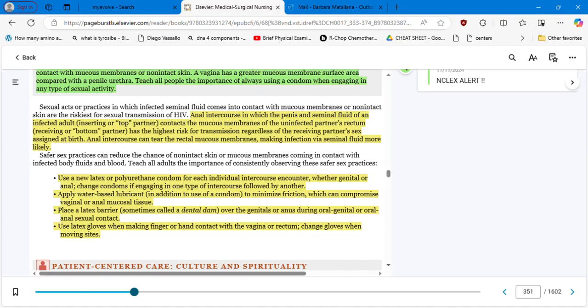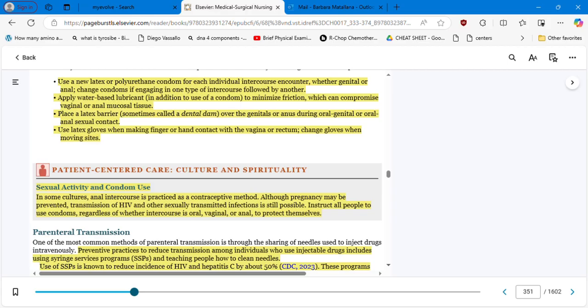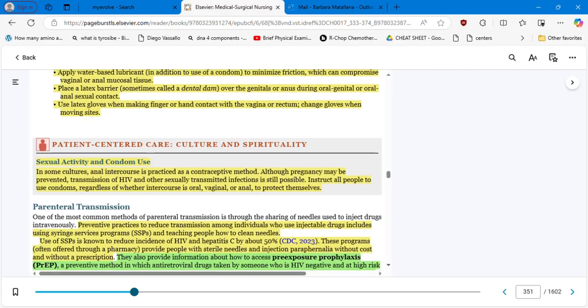So you have to use a new latex condom for each individual encounter, especially if it's genital or anal. Change condoms if engaging in one type of intercourse followed by another, and apply water-based lubricant in addition to the condom to minimize friction. Place a latex barrier, sometimes called a dental dam, and use latex gloves when making finger or hand contact with the vagina or rectum. Change gloves when moving sites.